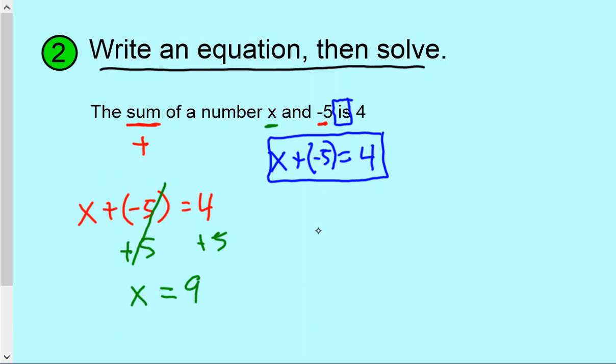If we plug that back into our equation, 9 plus negative 5 equals 4. Plus negative 5 is the same thing as 9 minus 5, and 9 minus 5 is equal to 4. Make sure you have this example written down in your notes, and continue when you are ready.